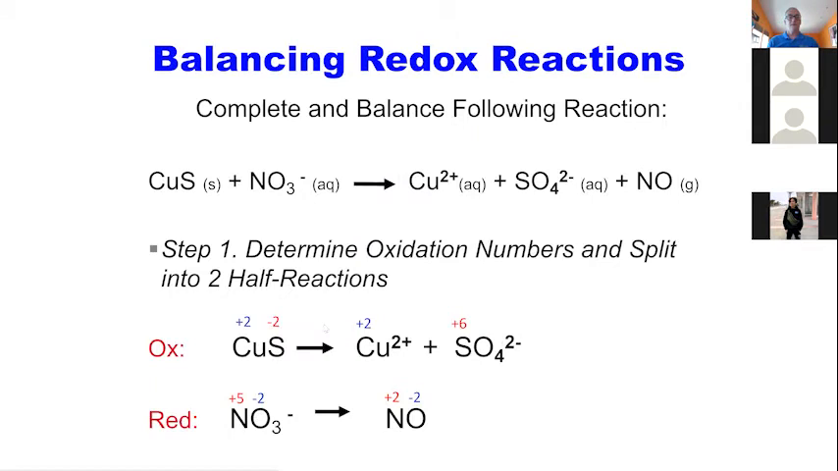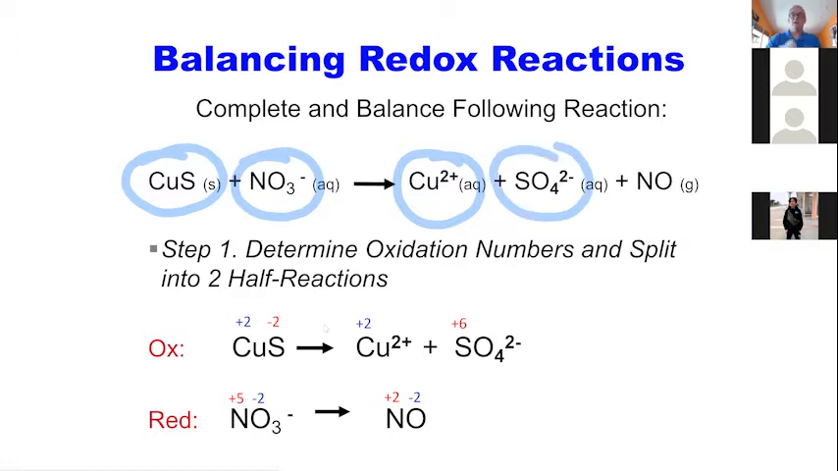So here's an example. We've got a reaction right here. We have copper sulfide plus nitrate ion. We put those two together and a redox reaction takes place. The copper sulfide becomes copper 2 plus as an aqueous ion, sulfate is released as an aqueous ion, and nitrogen monoxide is released as a gas.